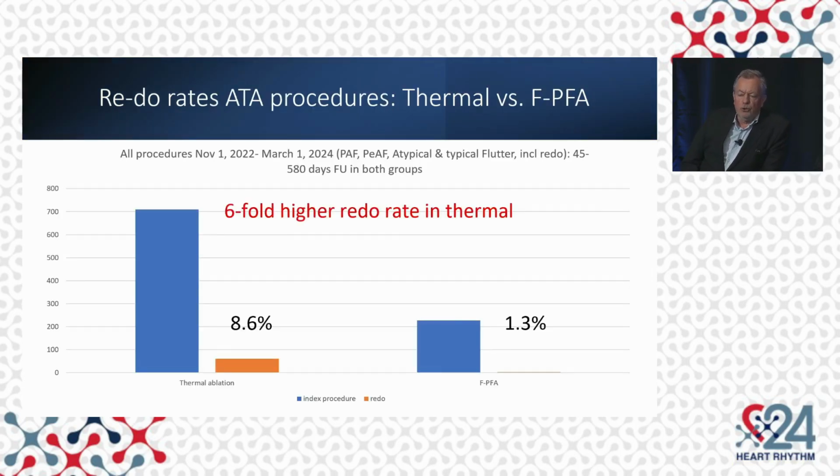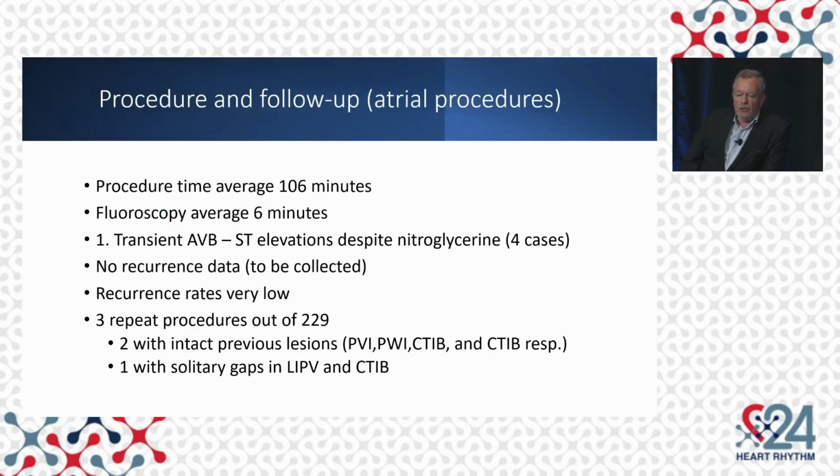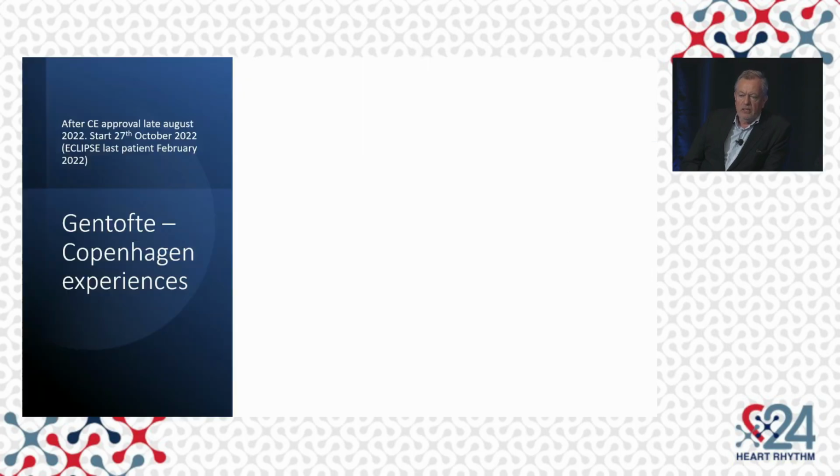This slide shows you, over the same period of time, redo rates with thermal ablation on the left bars and with focal PFA on the right. And there's, I think, quite impressive, although it's not randomized data, a 6-fold higher redo rate in the thermal ablation group. So I don't have very many repeat procedures to show you, but in the 3 out of 229, 2 had intact previous lesions, and 1 had solitary gaps in previous lesions.